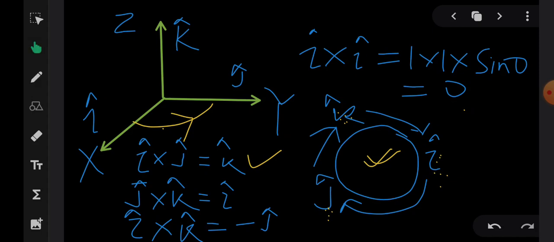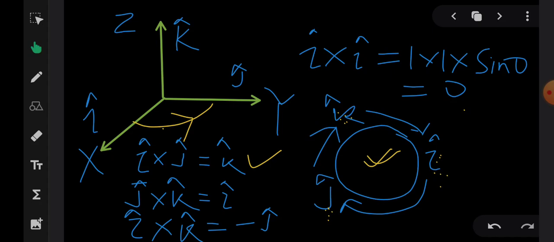Once again I am saying, I cross J will give you K. Then J cross K will give you I. K cross I will give you J. This is how. And if you move in the opposite direction, like J cross I, it will give you minus K. K cross J will give you minus I.